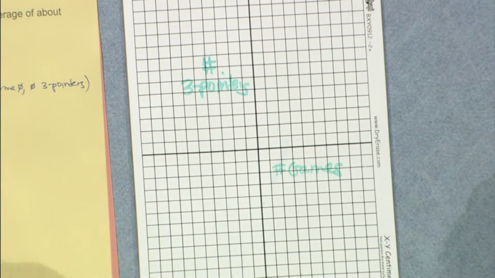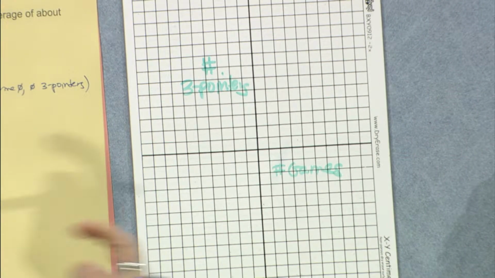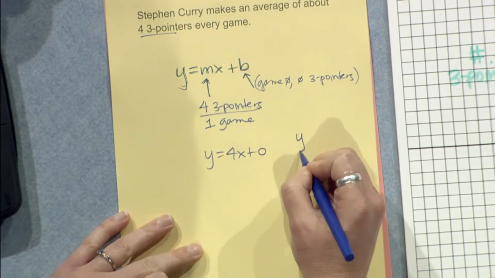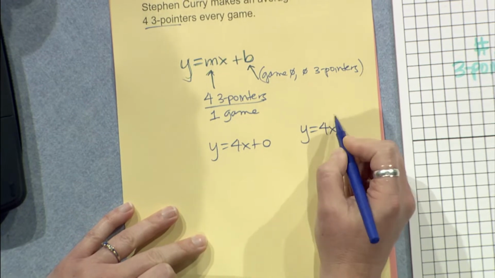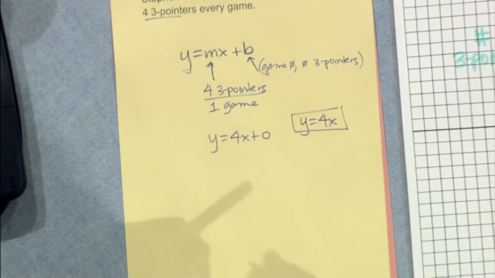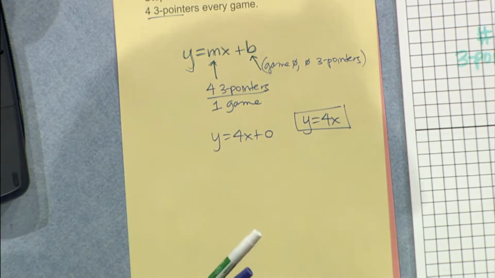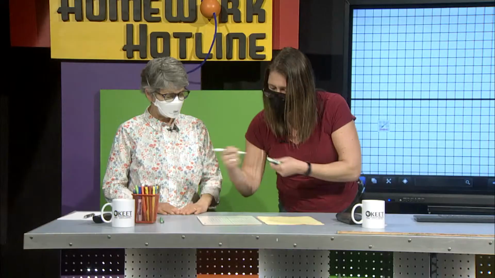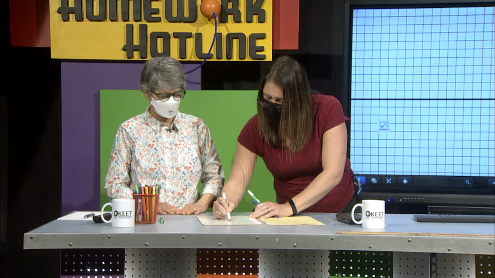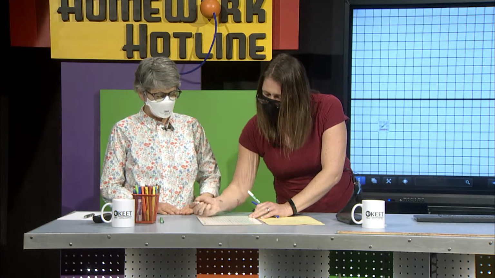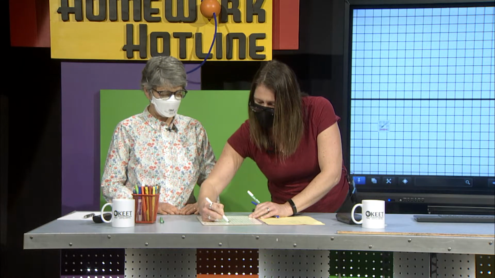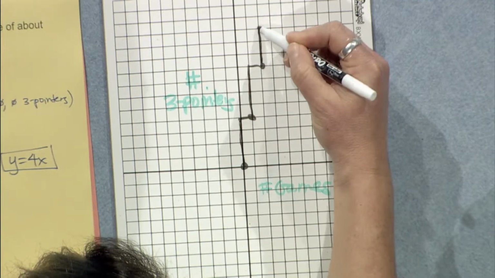And then our equation over here is just y equals 4x plus 0, but do we need to write plus 0? We don't because it's the additive identity. So my equation is actually y equals 4x. Cool. So we're starting at 0, which is our y-intercept, and then we're going 4 3-pointers every 1 game, rise over run. 4 3-pointers every 1 game.